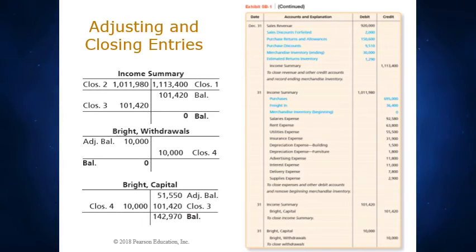Then we close our expenses. Our expenses now include purchases, freight in, and merchandise inventory at the beginning, because it is plausible that you would start a period with merchandise inventory, especially if your business has been around for a while. And then all of our normal expenses, and then the last two entries are the same. We still close income summary to capital, and then withdrawals to capital as well.